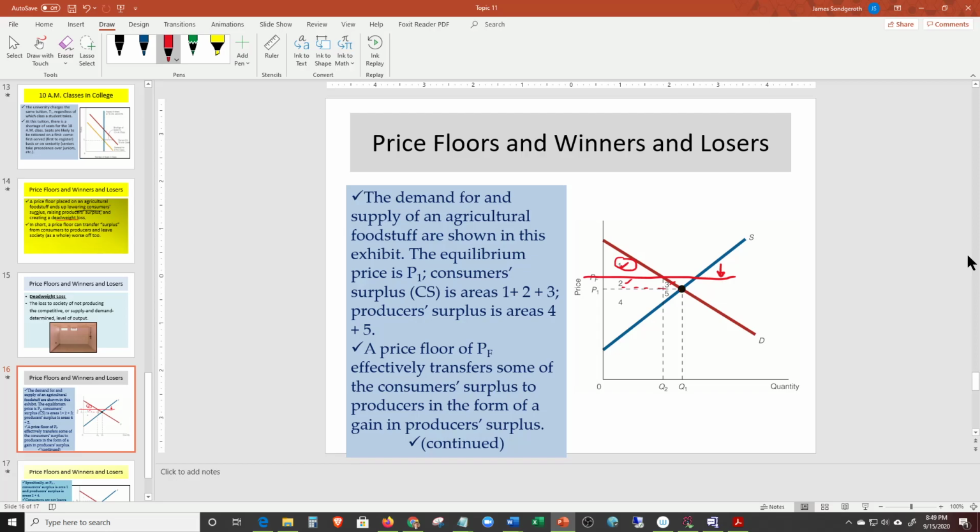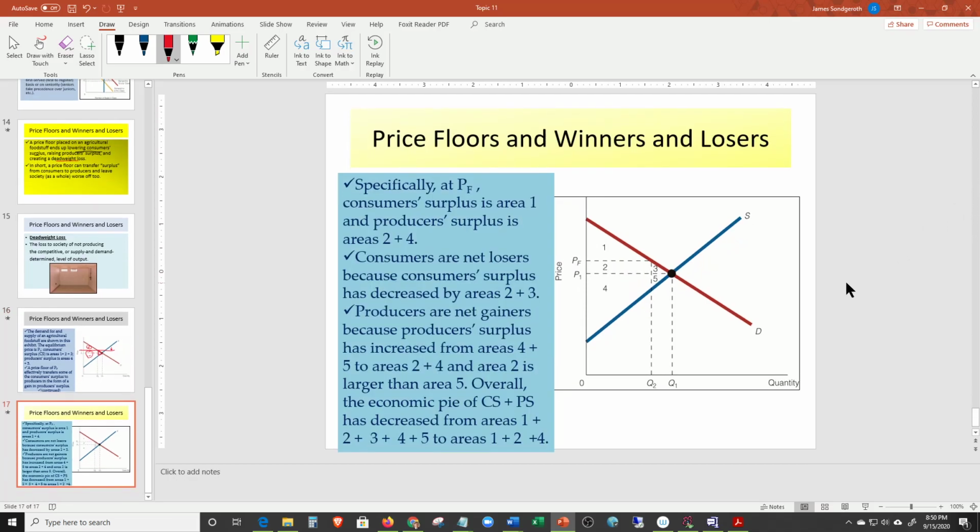Producers, before the price controls, had a producer surplus of 4 and 5. After the price controls, they have 2 and 4. And so then, to society, this little triangle is lost, and that is what's called a deadweight loss to society, okay? Let's see what we have down here.